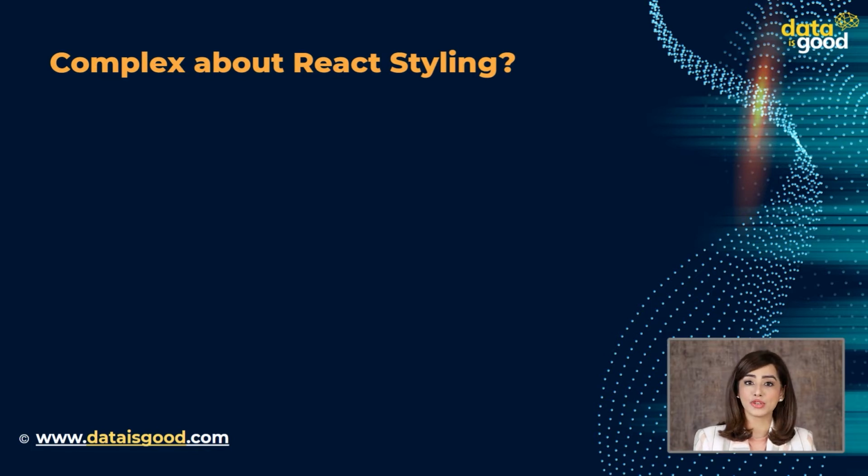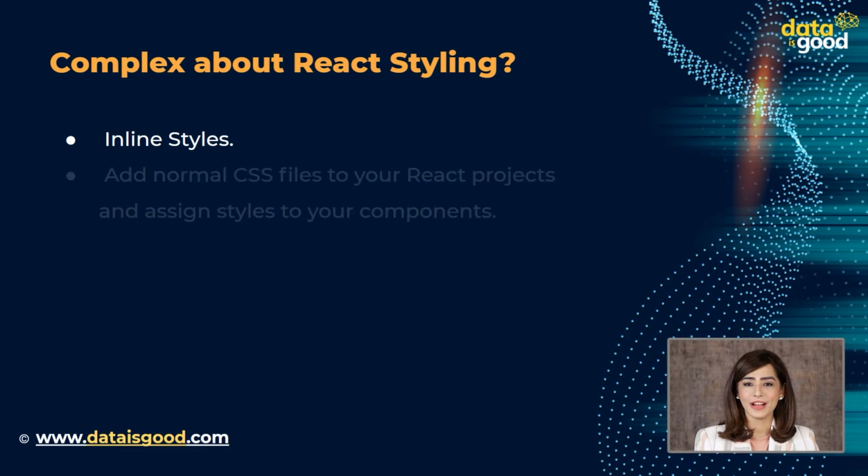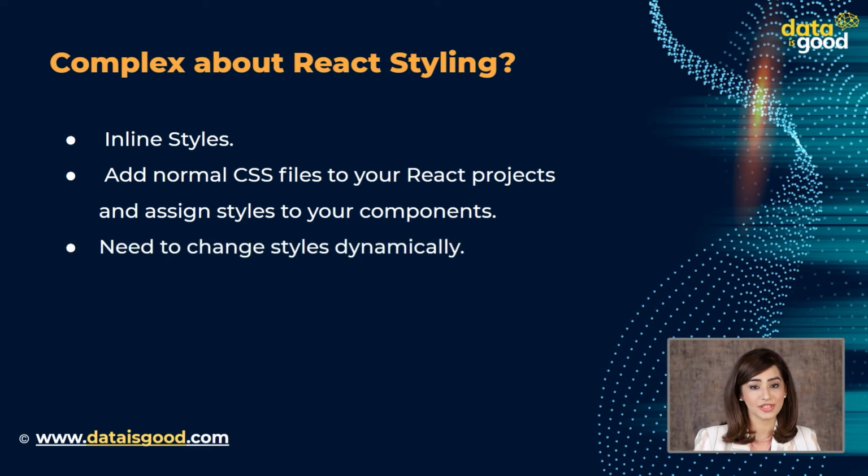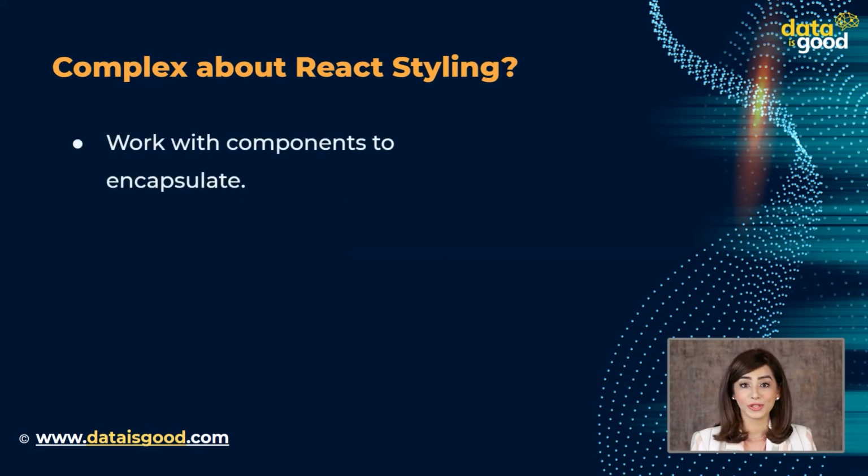What's complex about React styling? Why is it special? When getting started with React, you often learn about one styling option first, inline styles. Of course, you can just add normal CSS files to your React projects and assign styles to your components with the help of those. But besides the fact that you sometimes need to change styles dynamically, you often also want to scope styles to a certain component. After all, you do work with components to encapsulate logic. Why not do the same with styles then?